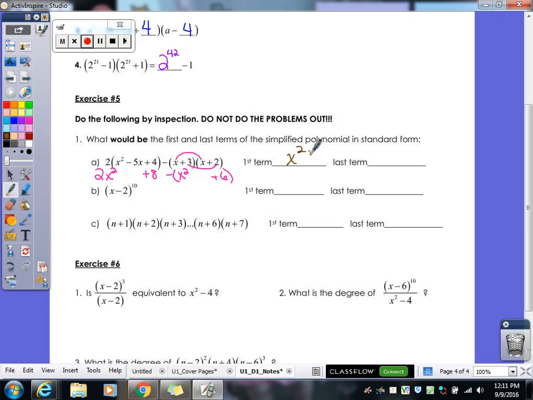Yeah, it would be 1x squared. Because you would have this 2x squared, and since it's subtraction, you would subtract that 1 from it, so we would get 1x squared. And then what would our last term be? What would our 8 minus 6 be? 2. No, it's minus, so it's 2.